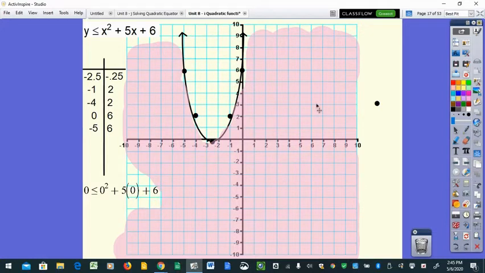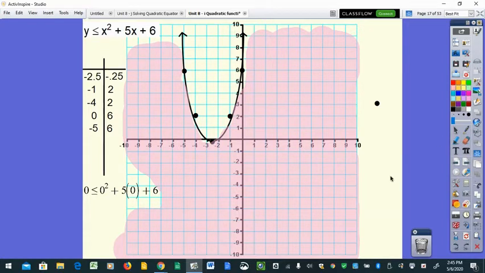So I shaded all here. Every single point in this pink shaded area would make this inequality true. But points in here, for instance -3, 5, if you substitute -3 in for x and 5 for y, it will not make a true inequality.